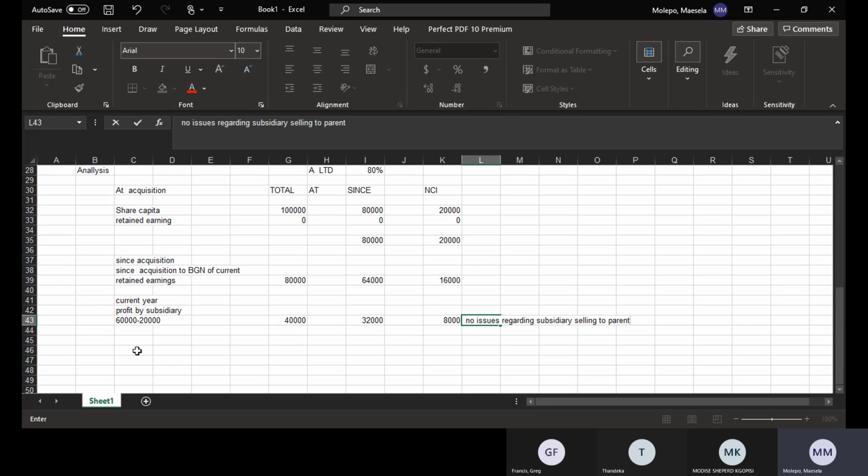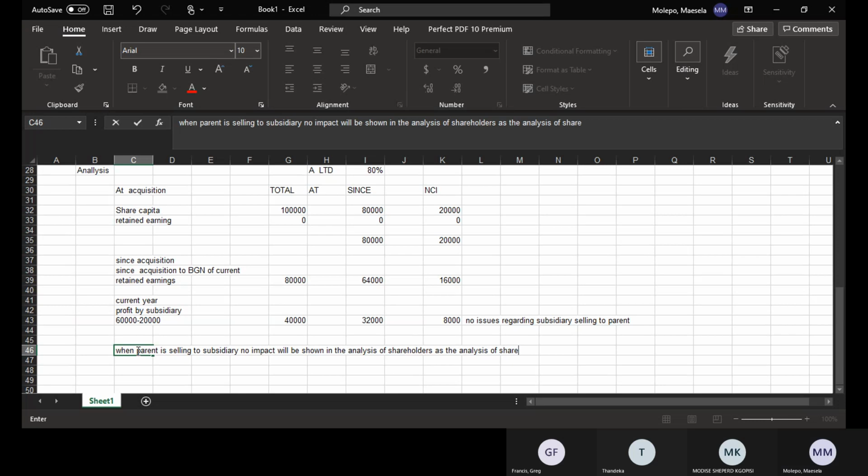So it means, in a nutshell, when parent is selling to subsidiary, no impact will be shown in the analysis of shareholders, as the analysis of shareholders only deals with movement of the subsidiary.